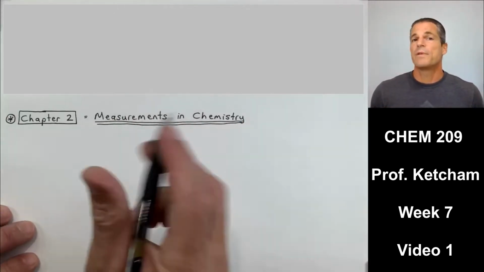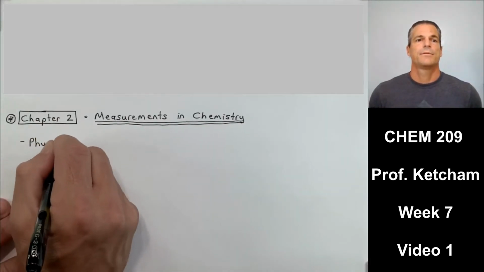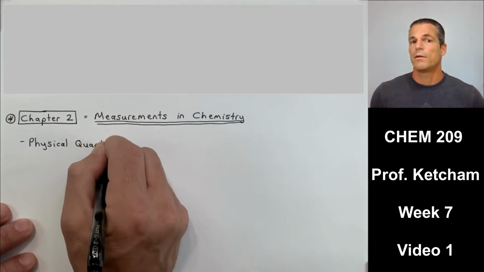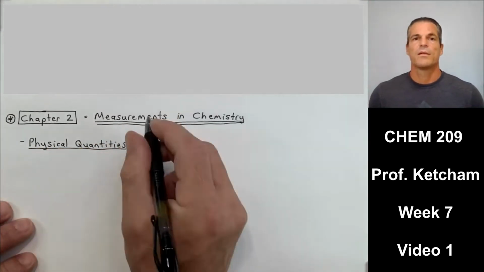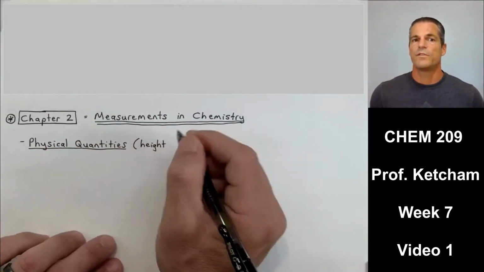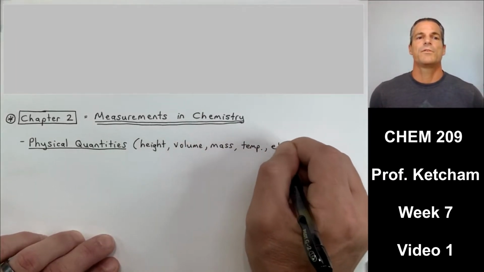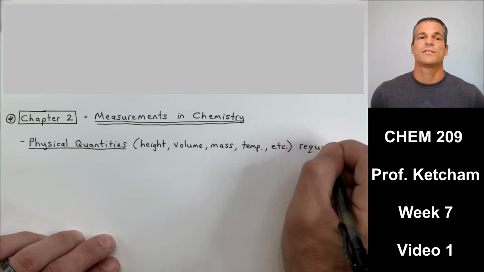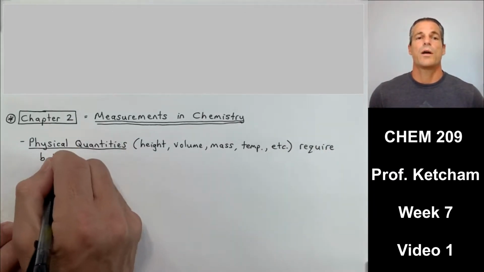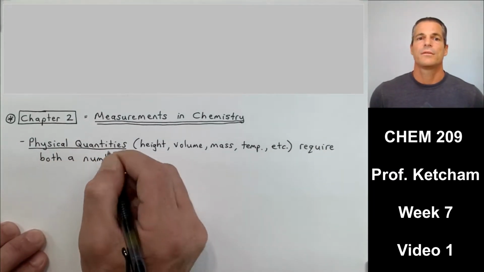This is called measurements in chemistry. So a few things to get through here before we move into some of the measurements in chemistry. I want to mention to you something called physical quantities. Physical quantities require both a number and a unit.